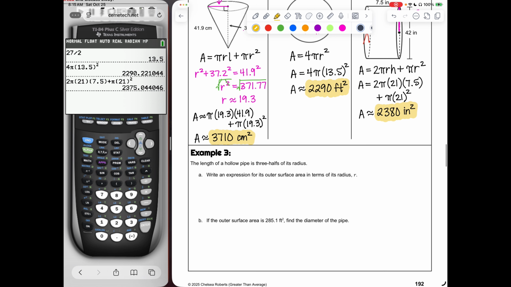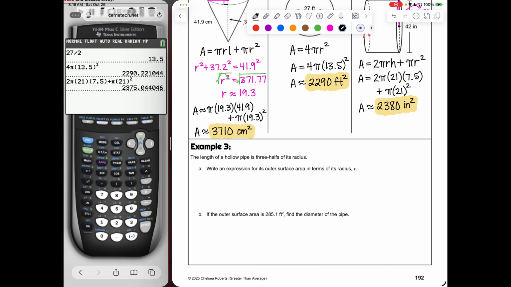So now let's look at example 3. It says that we have a length of a hollow pipe. So let's say I have a pipe here. If I have myself a hollow pipe, because they said hollow pipe, they didn't say hollow end, that means that both ends are open. So it's like having an empty roll of toilet tissue, completely empty and open on both sides.